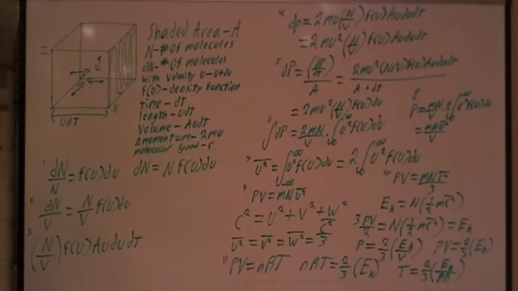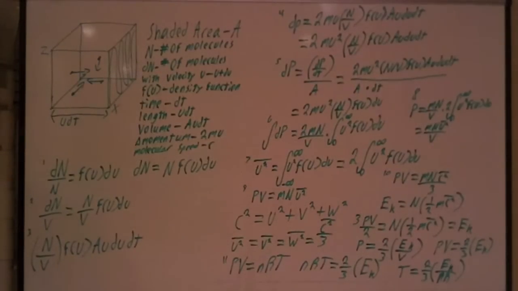Now, each of these molecules undergo a certain change in momentum. Momentum is mass times velocity. Since these are the same element, the mass will be the same for each molecule. Therefore, each of these molecules will undergo some change in momentum to 2mu, because at first they have a momentum of mu, and when they hit the wall and come back, they will have a momentum of negative mu. So the change will be 2mu.